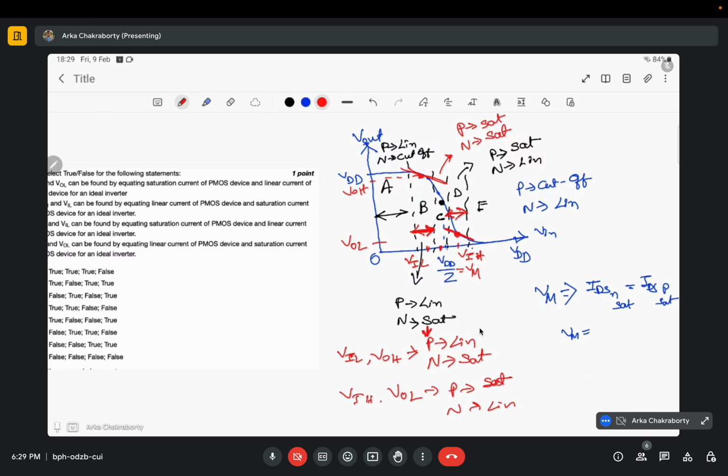So what we will be doing is taking the currents and equating them once again. For the first case, IDS of P in linear will be equated with IDS of N in saturation, and for the second, IDS of P in saturation will be equated with IDS of N in linear, and we will solve it. We will easily get the expressions of VIL, VOH, VIH and VOL. This is basically nothing else.